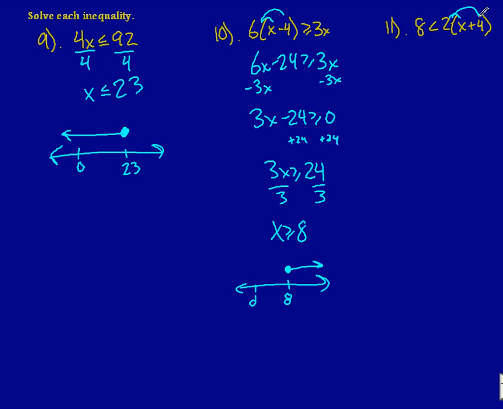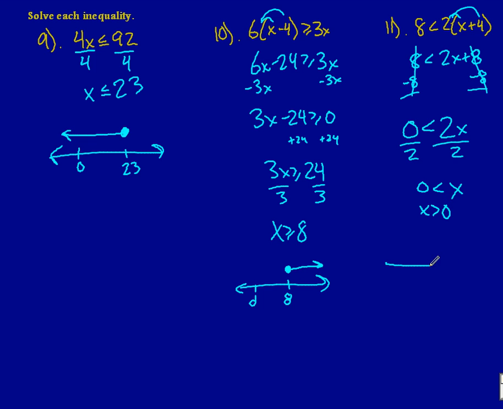Okay, here, again, distribute the 2 first. 8 is less than 2x plus 8. I'm going to subtract 8 from both sides. And I'm going to get, those cancel out, well, 8 minus 8 is 0. 0 is less than 2x. Divide both sides by 2 because it's 2x. Well, 0 divided by anything is still 0. So I have 0 is less than x. If I prefer, get the x on the left, so x is greater than 0. So there's your 0. I want to shade everything to the right, and it's an open circle because of the greater than, not greater than or equal to.